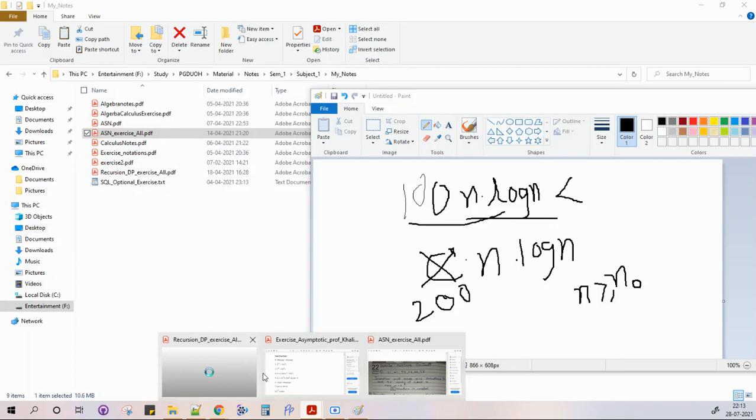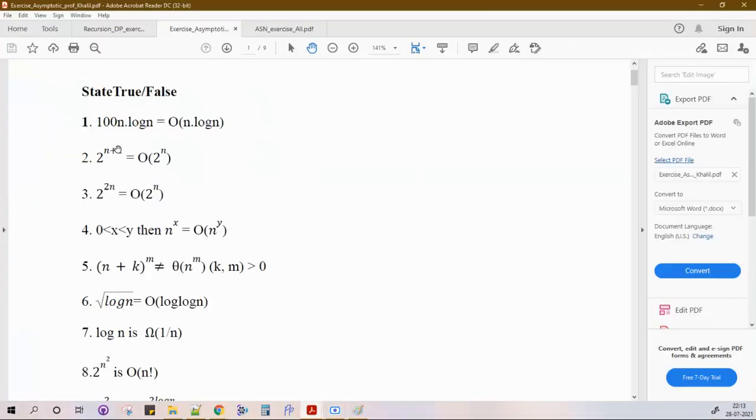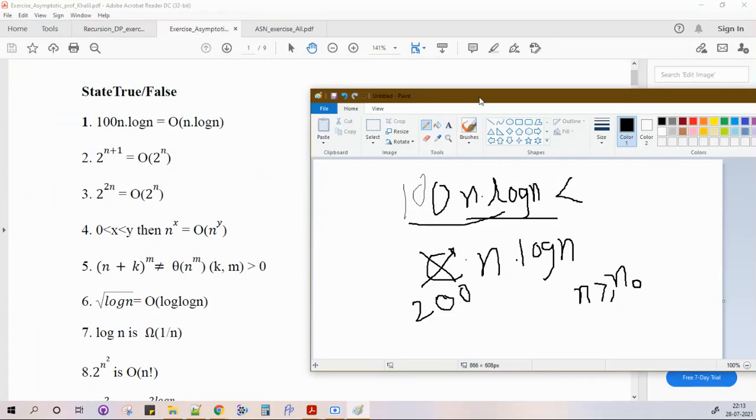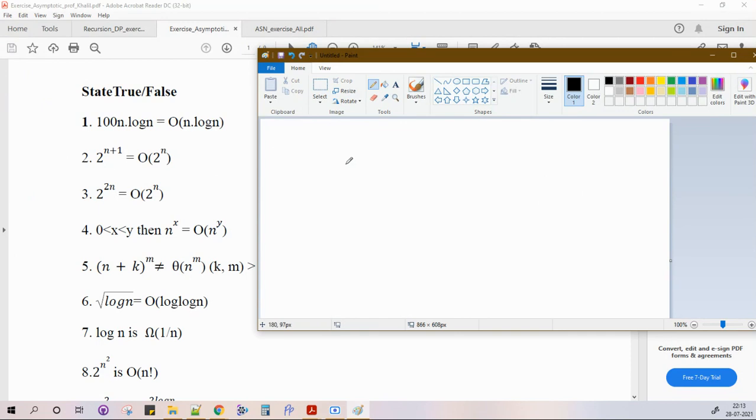Okay, so the next question we have is: is 2 raised to n plus 1 order of 2 raised to n or not? So 2 raised to n plus 1, I can write as 2 raised to n multiplied by 2. I can write it as 2 raised to 2 multiplied by 2 raised to n. So this is order of 2 raised to n. This constant doesn't matter, right? So the second is also true. These are some transformations that you will be applying to solve complex problems, right?